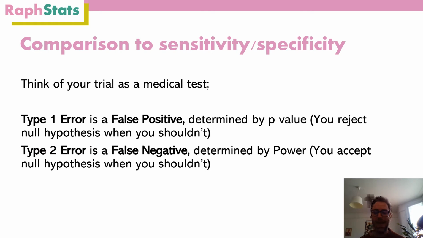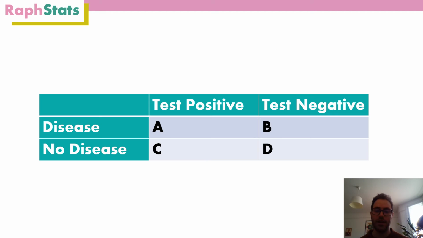And just again, going back to that comparison to sensitivity and specificity, our power is going to determine those type 2 errors. So when we say there's no difference between these two drugs that we can find, but actually in reality there is a difference, that's a false negative.